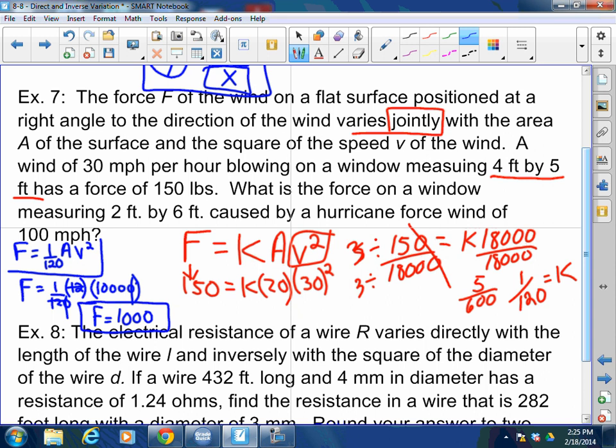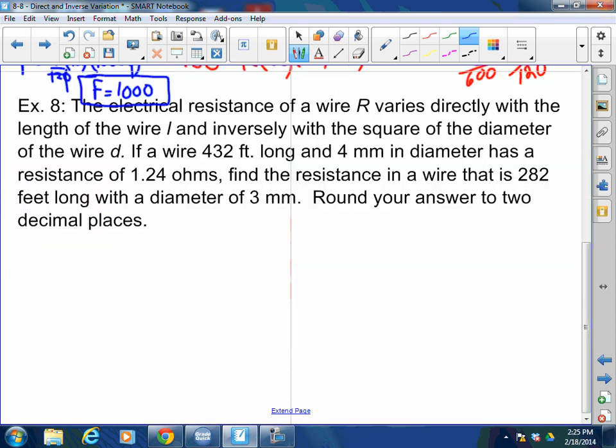Talk to me. I will not solve this next one. Let me just set this one up for you, okay? The electrical resistance of a wire R varies directly with the length of the wire L, so directly, and inversely with the square of the diameter of the wire D. So inversely, we've got to put it down there to divide. You feel me? Juan Carlos Cardoso, report immediately to the attendance office. Juan Carlos Cardoso.